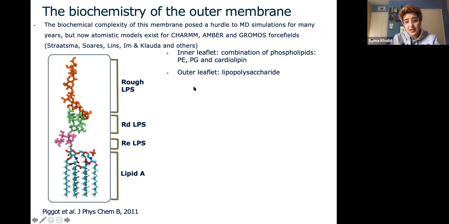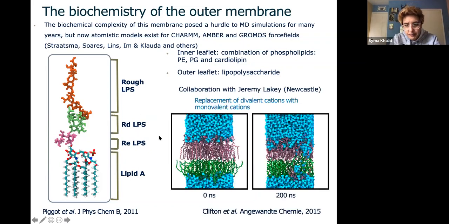And what happened actually is, I think, very nice, is we're at a stage now where the Amber guys have also fixed the issues with the lipid tails, such that there are now CHARMM, Amber, and GROMOS force fields available for LPS, and they by and large agree very well. I'm just putting up this one image here of some work we did with Jeremy Lakey's group in Newcastle, and I hope this will convince you that our model is pretty accurate.